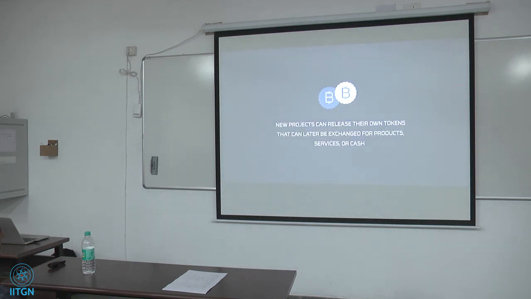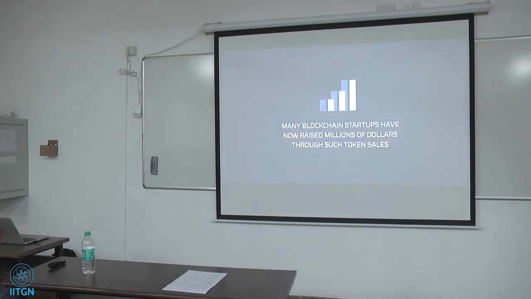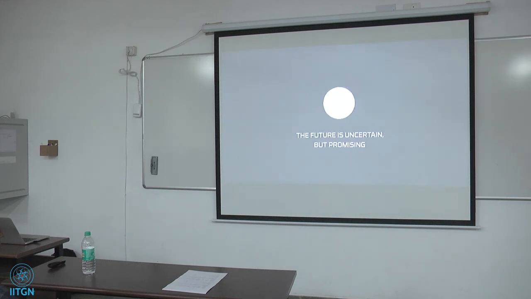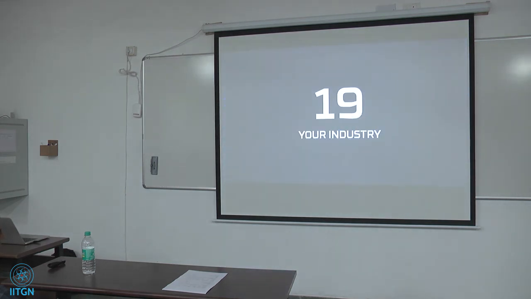New projects can raise funds by releasing their own tokens that represent value and can later be exchanged for products, services, or cash. Many blockchain projects have now raised millions of dollars through such token sales. Although it's still early days and the regulatory future of blockchain-based crowdfunding is uncertain, it's an area that holds a lot of promise.